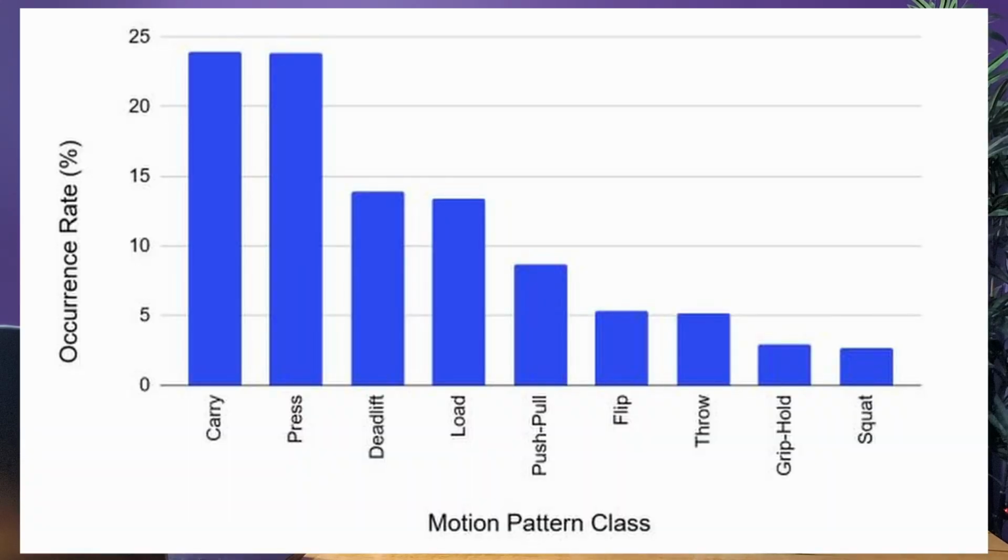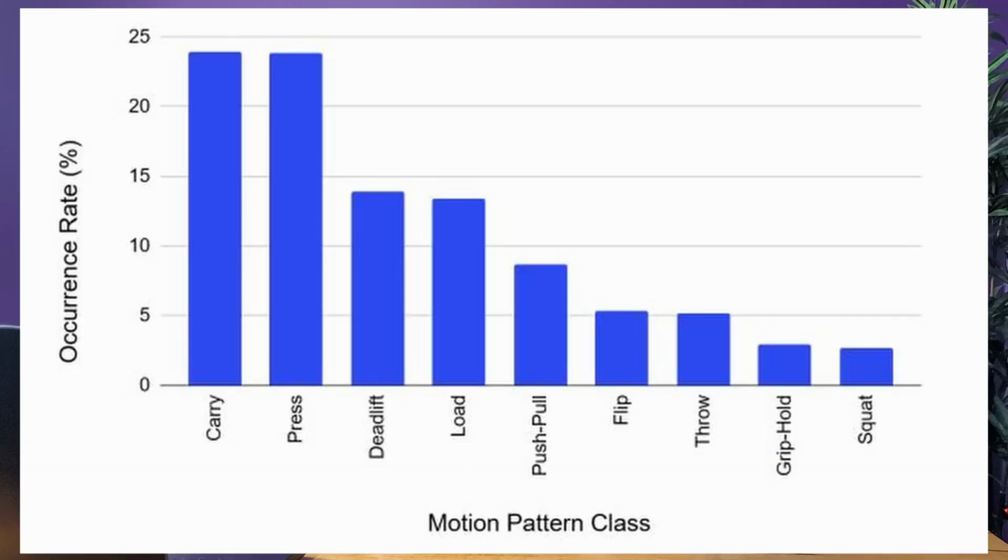We have carrying, which is the most, with almost a quarter of everything, and we have squats with less than 3%. Look at press. Pressing is almost as much. It happens almost as much as carrying. Now, between the two, we're almost at 50% of the occurrence counts across the data set. Should I say that one again too? Carrying and pressing account for almost 50% of what strongmen are tested on.